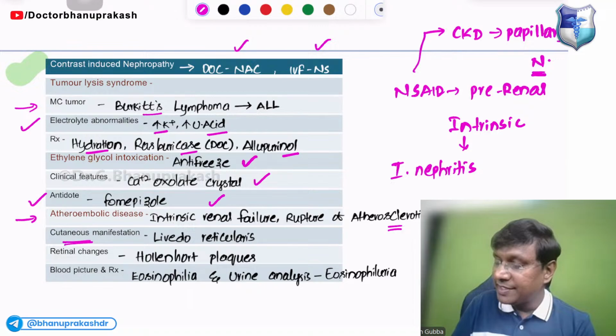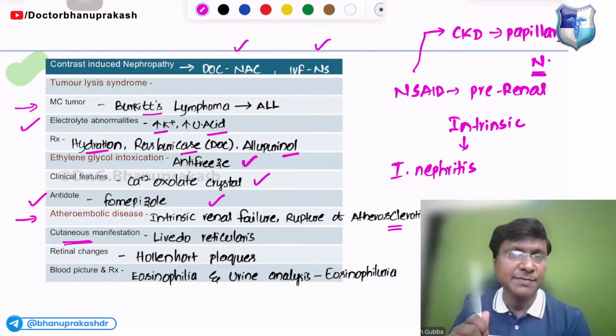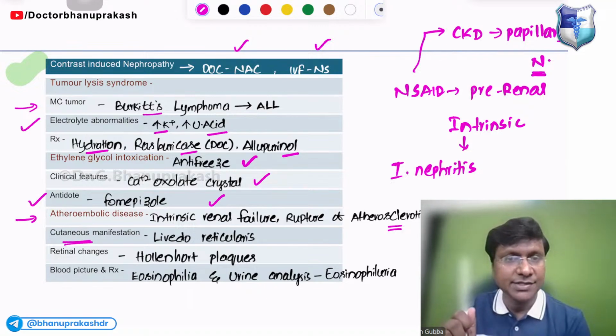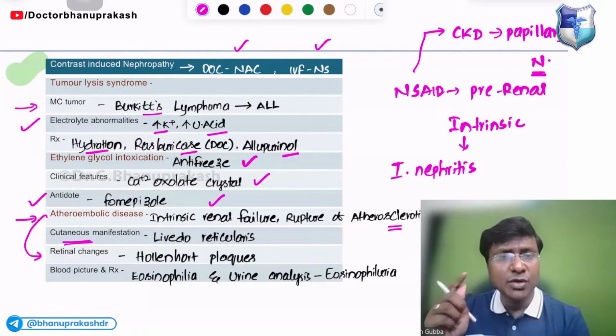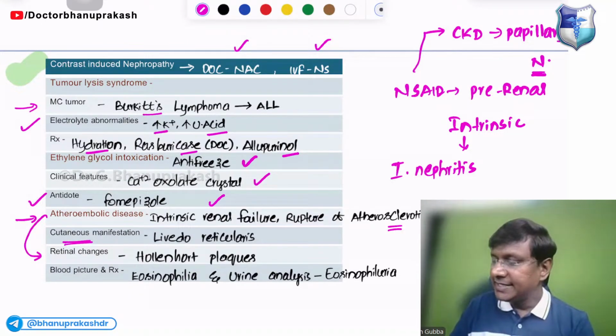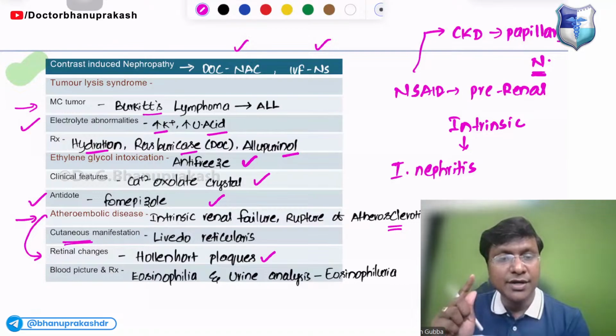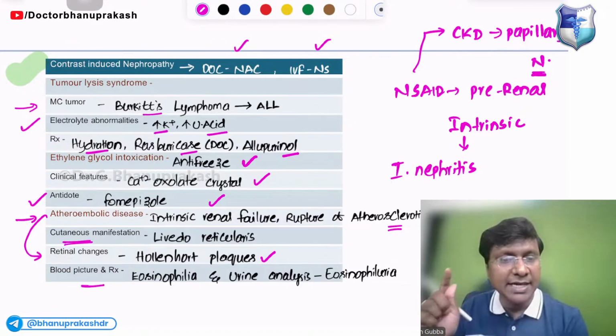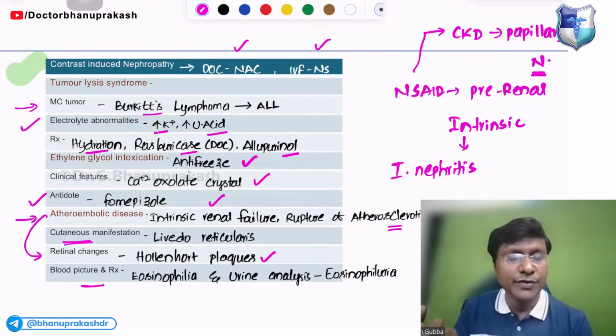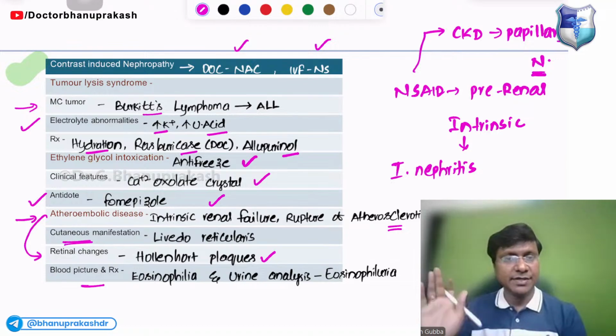And in atherosclerotic disease, you have an important cutaneous manifestation that is called livedo reticularis. The emboli can also enter into the retinal circulation, and that will result in the development of Hollenhorst plaques. And what will be the blood picture in patients with atherosclerotic disease? You will have eosinophilia as well as eosinophiluria. That is what you observe in case of atherosclerotic disease, right?